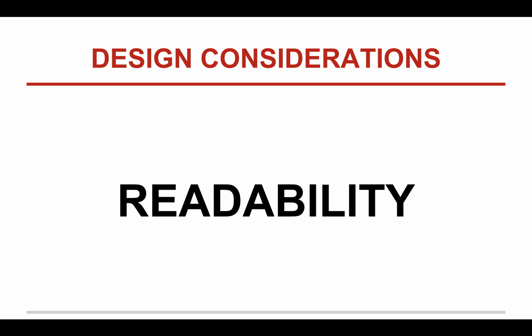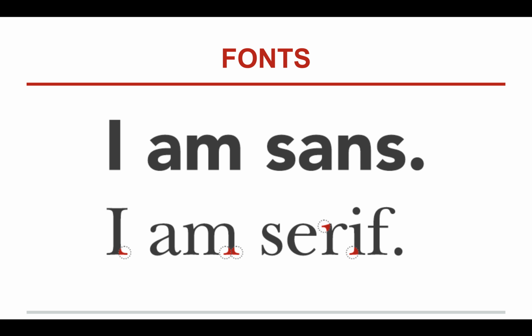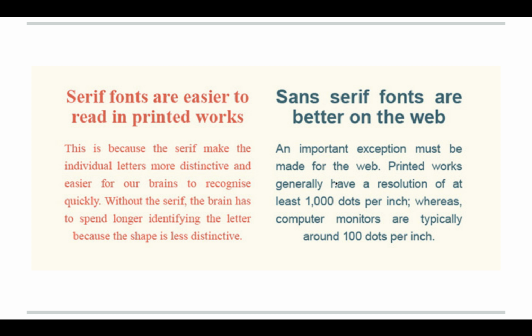Readability would be the next big thing to consider, and this is where fonts come into play. So we have two main types of font, either sans serif fonts or serif fonts. Serif fonts have these little accentuations or flourishes on the end of them, whereas sans serifs do not have those. So when you think about which ones we typically use, we use serif fonts, again, with the flourishes on them for printed material. And on the web, we typically use sans serif. We don't want those flourishes.